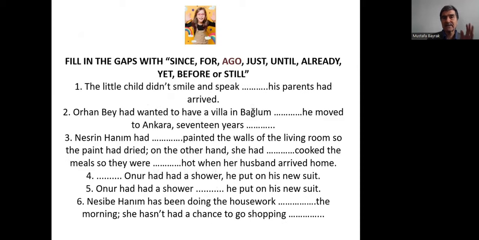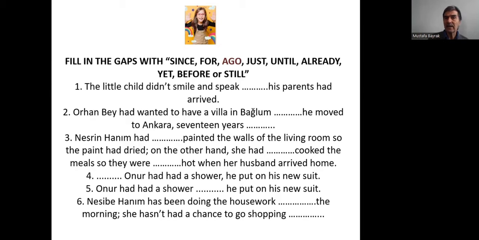Now fill in the gaps with just, since, for, ago, until, already, yet, before, or still. Now, one, the little child didn't smile and speak until his parents had arrived. Yes. After his parents had arrived, the little child smiled and spoke. We can change it. We can give the same message with after.